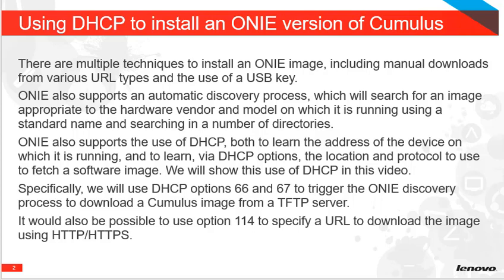ONIE supports the use of DHCP both to learn the address of the device on which it is running and to learn via DHCP options the location and protocol to use to fetch a software image. We will show this use of DHCP. Specifically, we will use DHCP options 66 and 67 to trigger the ONIE discovery process to get the image from a TFTP server. It is also possible to use option 114 to specify a URL and get the image from an HTTP or HTTPS server.